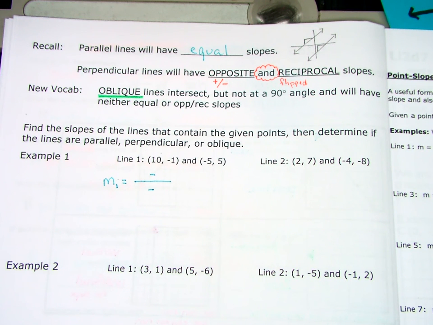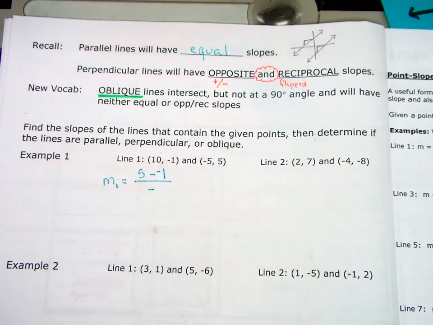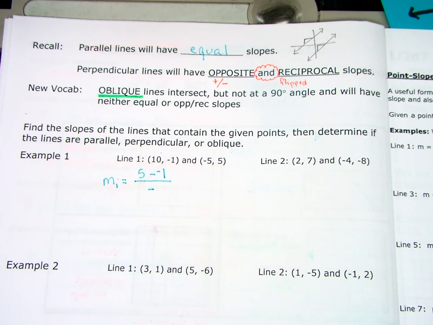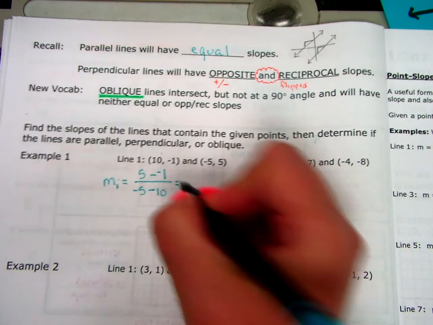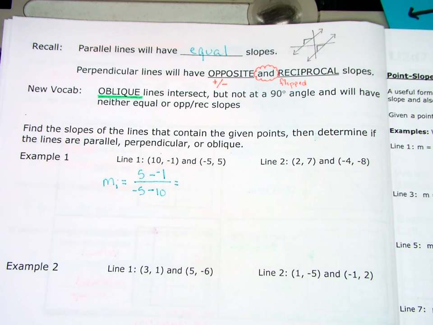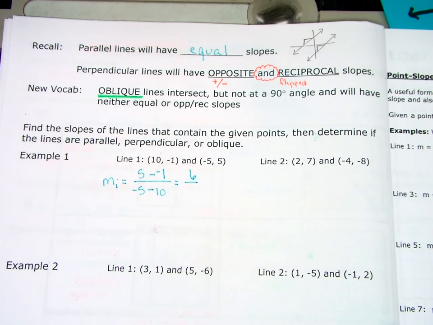What two numbers am I going to put on top? In what order? 5 and negative 1. I do need to write the negative. What two numbers am I going to write in the bottom? Negative 5 and 10. So on the top, 5 minus negative 1 is really 5 plus 1, so that is 6. And on the bottom, negative 5 minus 10 is negative 15.